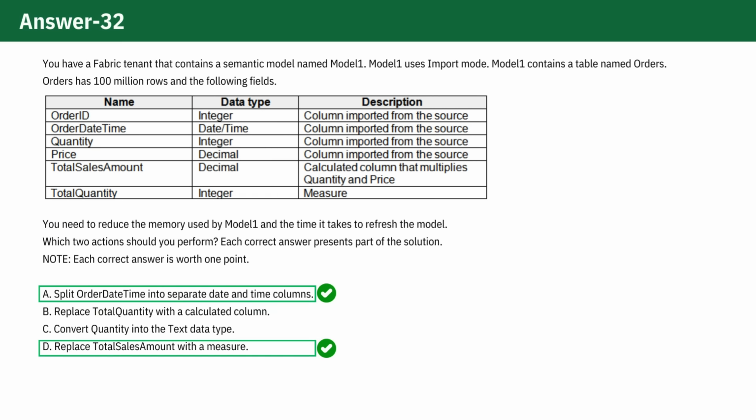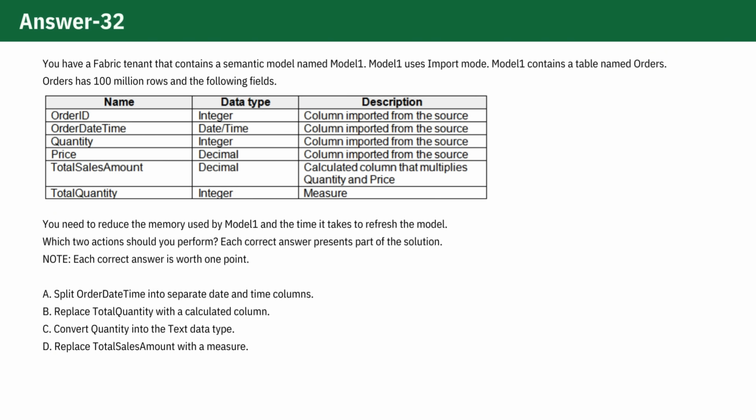Let's break down why. Option A, split order date time into separate date and time columns. This is beneficial because splitting the date time into separate date and time components often results in better compression. Each component, date and time, has fewer unique values than a combined date-time column, leading to reduced memory usage and potentially faster query performance if you frequently query by only one component. Thus, this is correct.